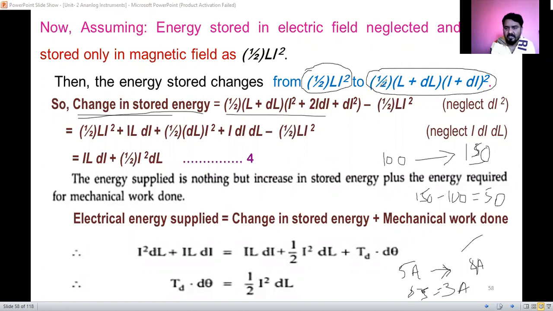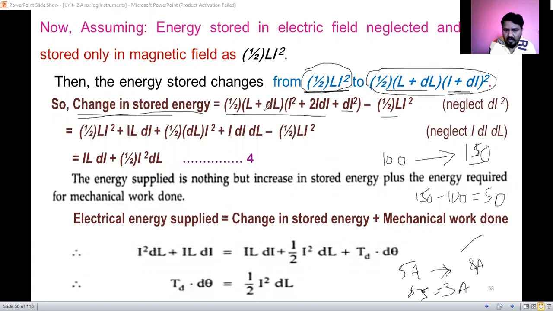The final value we write here is 1 by 2 (L plus dL) into (I plus di) whole square. That is (A plus B) whole square. What is the formula? A square plus 2AB plus B square. So same thing we have written here. 1 by 2 (L plus dL) I have kept as it is, plus this A plus B whole square, where A is I, so I square plus 2I into di plus di square, minus the initial value. The initial energy stored is 1 by 2 Li square.